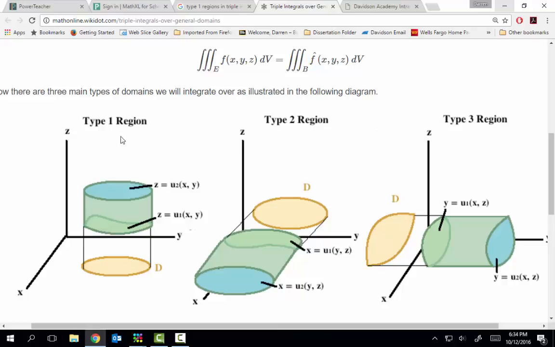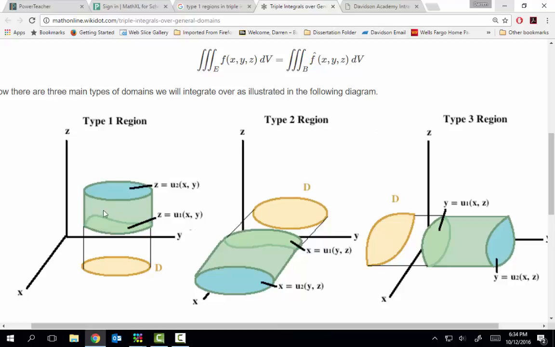So here's how a type 1 region works. It's really simple. The domain lives in the xy plane, all right? And then we have this solid that is created between 2 z values. I've got this z equals u sub 2 of xy, right? So that would be the top side of it, and u sub 1 of xy, which is the bottom side of it. So we're creating a three-dimensional space by locking it between two z values. But let's be clear, this thing is not necessarily sitting right down here in the xy plane. It's floating in space.